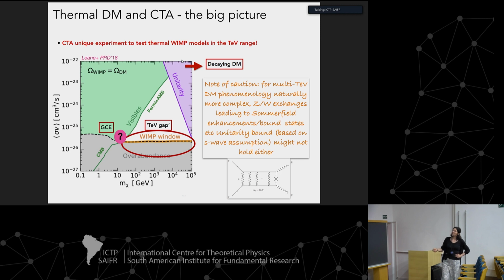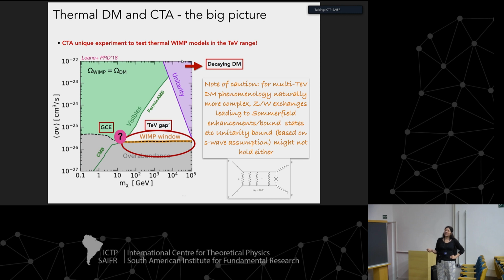So this is what I'm showing here. Basically, there is this TeV gap, the WIMP window still allowed, and more or less CTA will be the only experiment that will manage to close it. So this is what I wanted to say. CTA is extremely important to probe this remaining TeV gap for thermal dark matter.